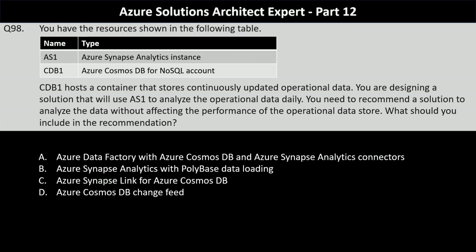Question number 98 of the series. You have the Azure resources shown in the following table. You basically have two resources, and the first one is the Azure Synapse Analytics instance with the name of AS1, and the second one is Azure Cosmos DB for NoSQL account with the name of CDB1.